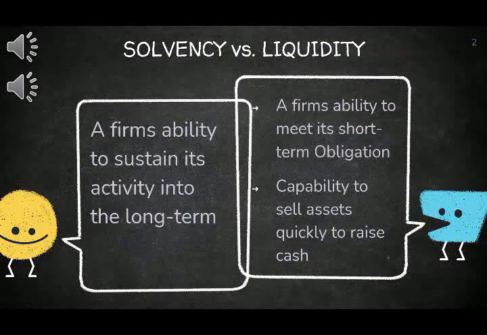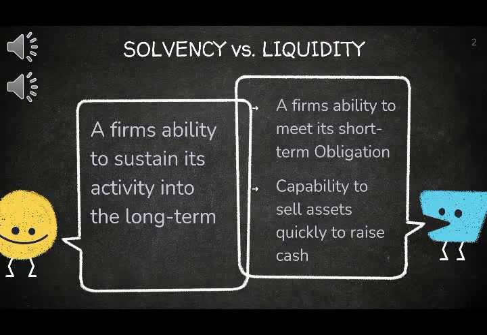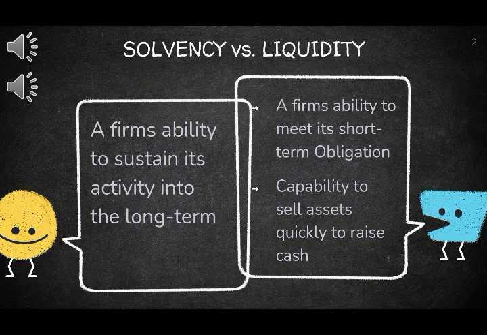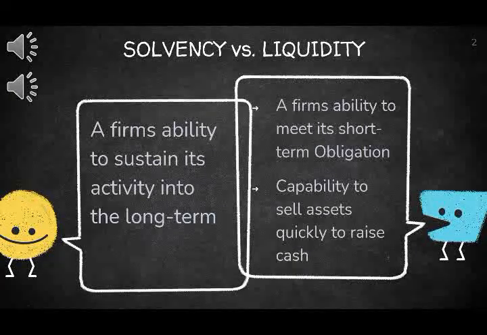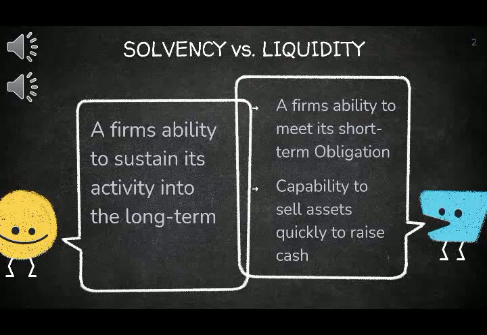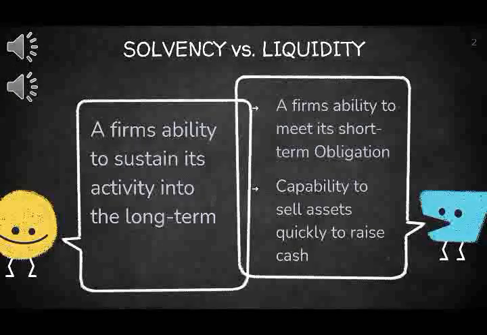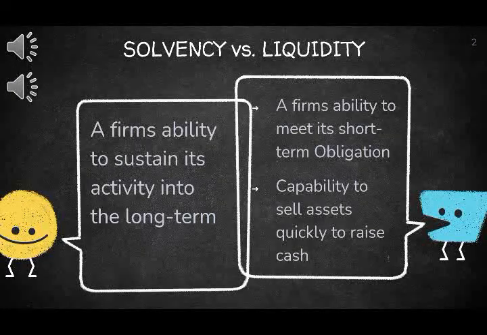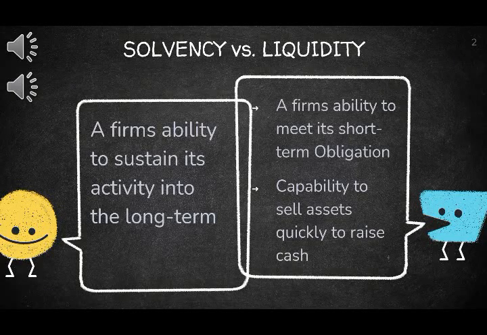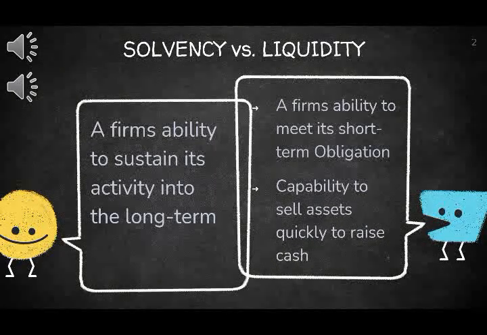Now, what about liquidity? Liquidity refers to both an enterprise's ability to pay short-term bills and debts, and a company's capability to sell assets quickly to raise cash. A highly liquid company generally has a lot of cash or cash equivalent assets on hand because they generally can't meet short-term operating needs by selling off pieces of equipment.